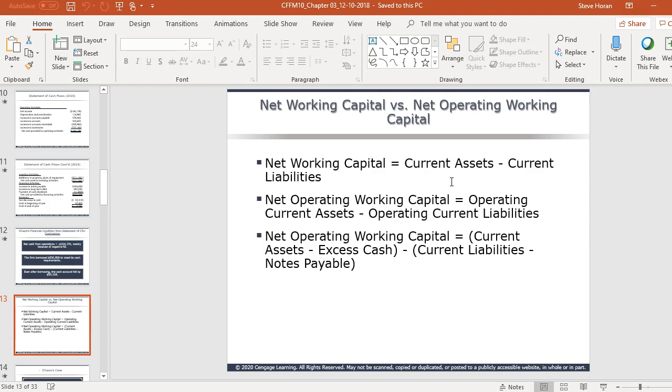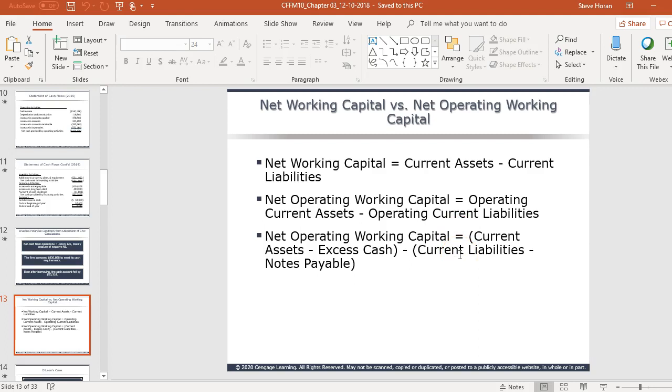So net working capital is a simple one. It's really just current assets minus current liabilities, nothing else. Net operating working capital is operating current assets minus operating current liabilities. Okay, so net operating working capital, the big difference is notes payable. Basically operating current liabilities is everything except notes payable, except debt. So current assets minus current liabilities is net working capital; for net operating working capital, I just back out notes payable, and I'm good.